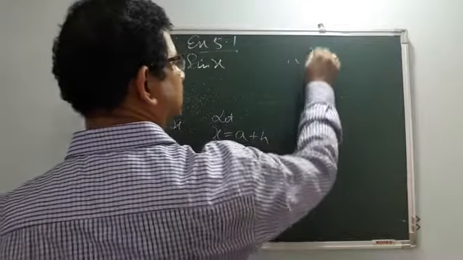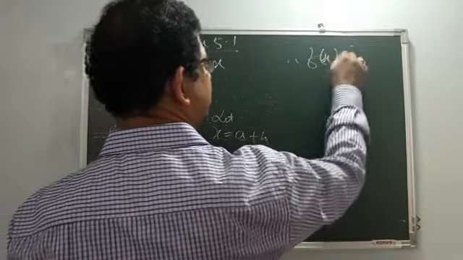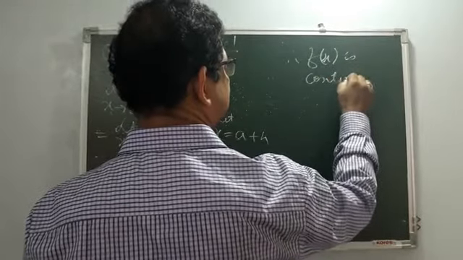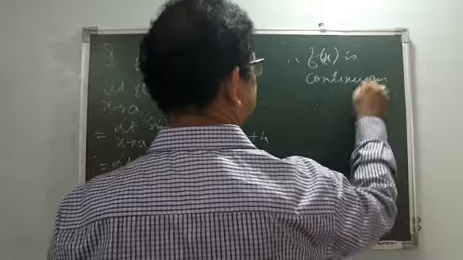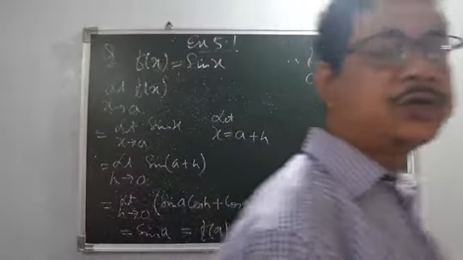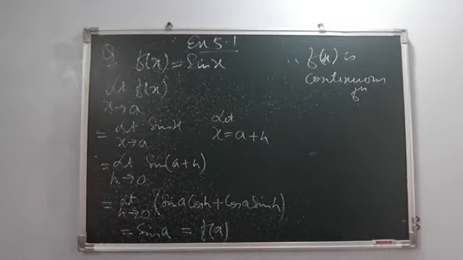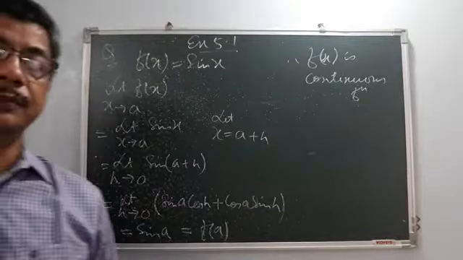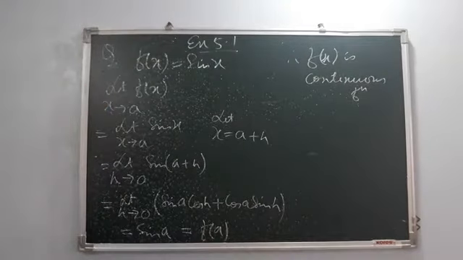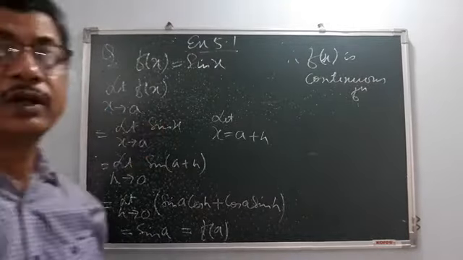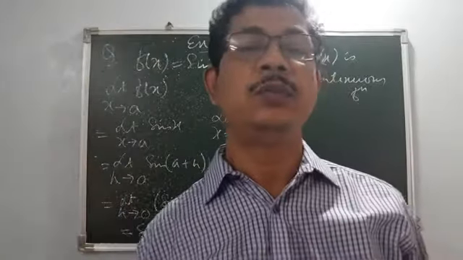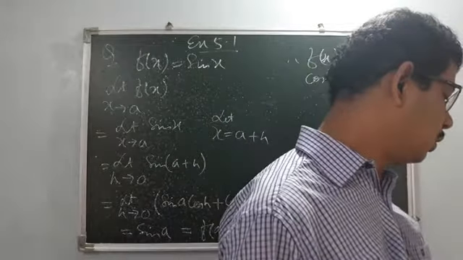Therefore f(x) is a continuous function. Why continuous? Because f(x) is continuous at x equal to a and b. So this way we can show that f(x) is a continuous function. Now if we put cos x, tan x, or other functions here, then in a similar way we can prove whether it is continuous or not.